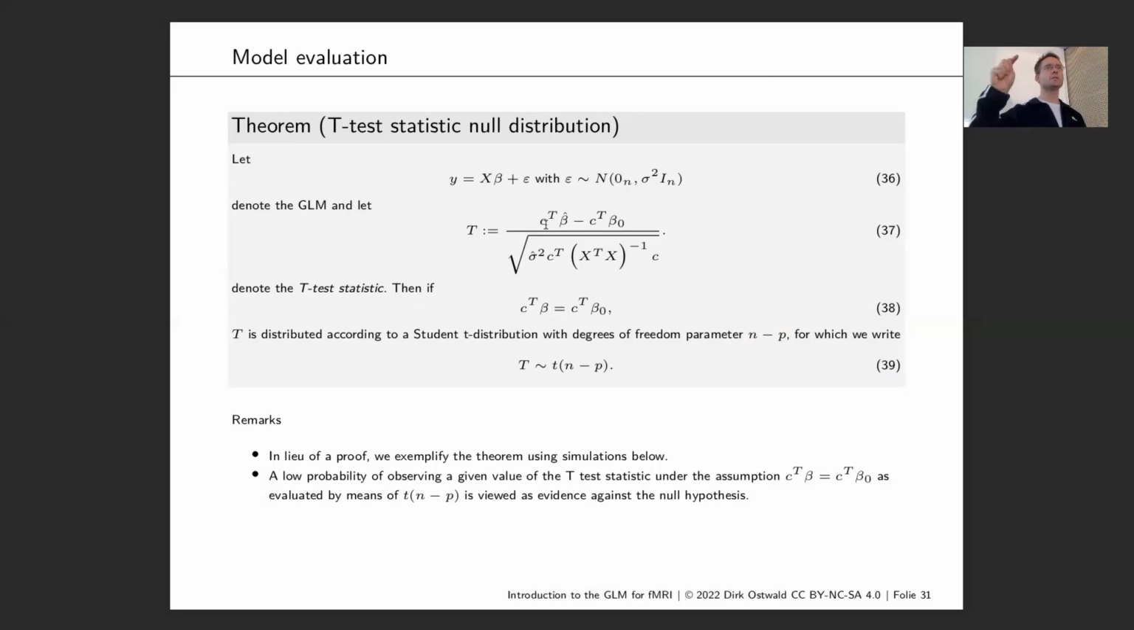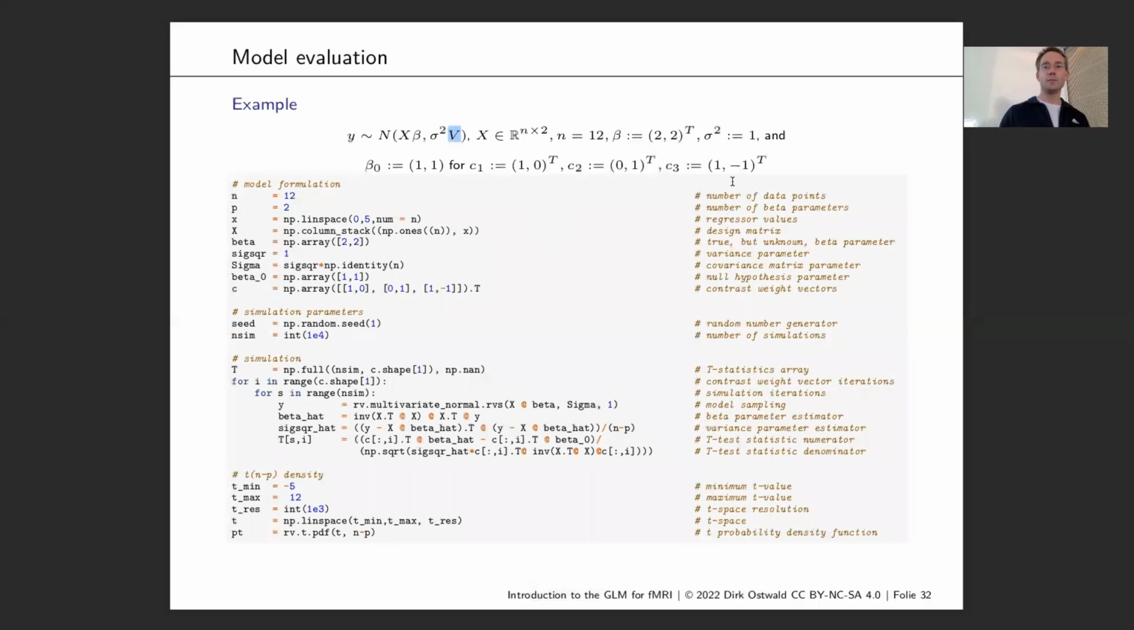Has anyone entered ones and minus ones into SPM? You're all interested in fMRI, so you have done that. Okay, so that's what these C's are about. The typical thing that you enter in SPM for fMRI is this 1 minus 1, where you want to see is there a difference between the true but unknown parameters. And here we have the scenario that the true but unknown parameters are the same, and you want to test the null hypothesis that they are the same, and the alternative hypothesis that one of them is larger than the other one.